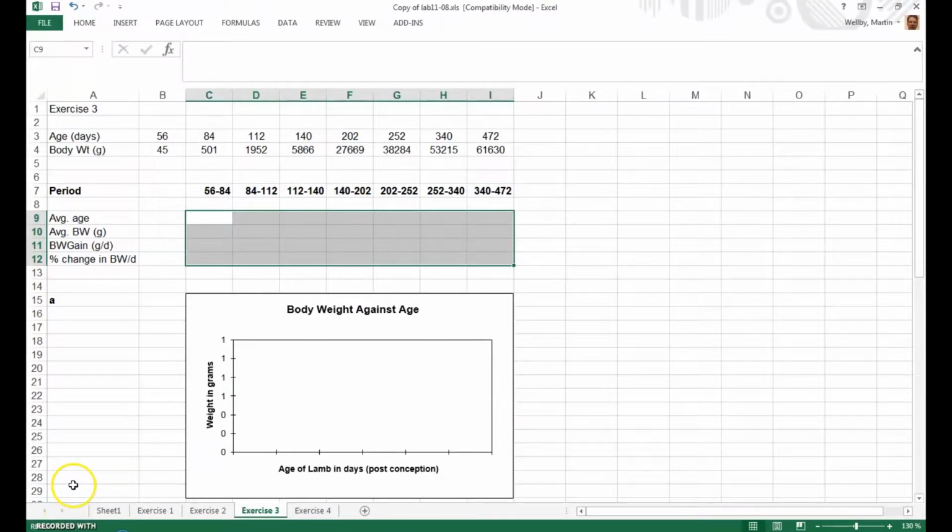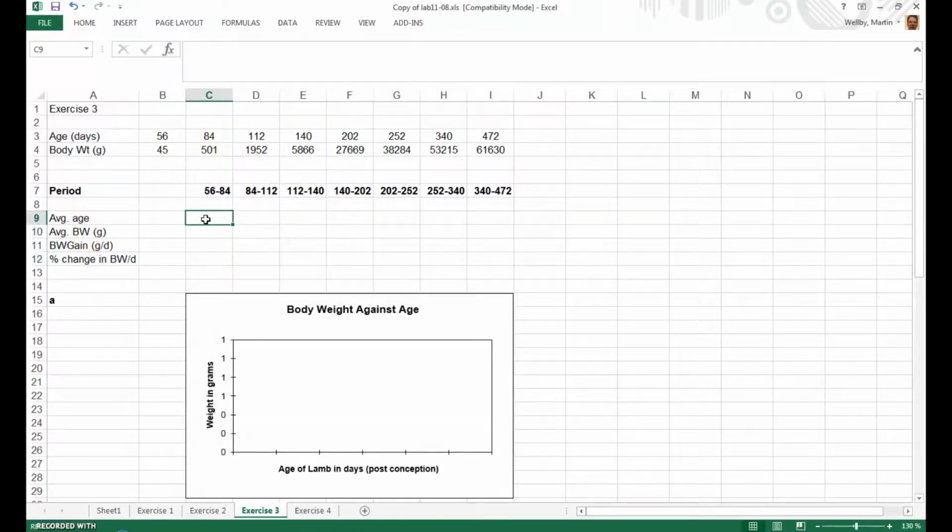So this is exercise 3, and up here we have the data that's in the lab manual, and this is simply body weight at different ages, and this data will allow us to generate a growth curve, a growth rate curve, and a relative growth rate curve. So we're going to use this data up here to fill in this table down here, and we're going to start just by working out the average age between day 56 and day 84.